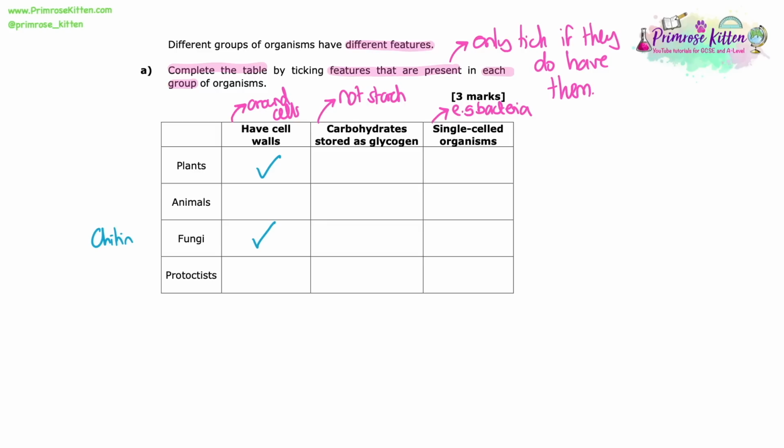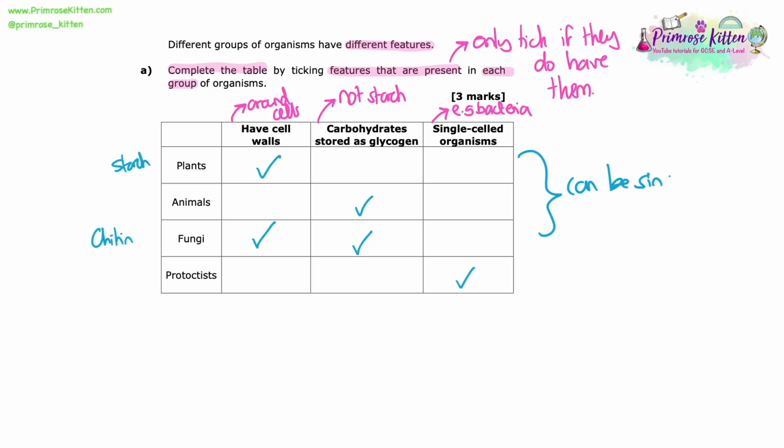And then protoctists, no, they don't. Although if you did tick that they did, then it doesn't matter for the marks in this one because I think there are some that are a bit ambiguous. For the carbohydrates, starch, plants store it as starch, not glycogen, so that's a no. Animals, yes, they store it as glycogen. Fungi also store it as glycogen. Protoctists, no, they don't. And then single-celled organisms, the only group here which is all single-celled is the protoctists.